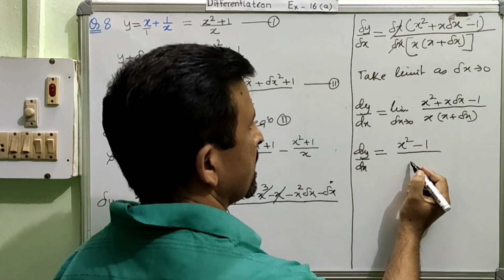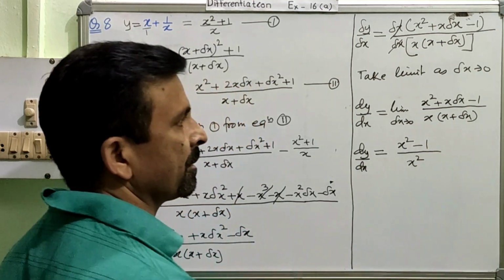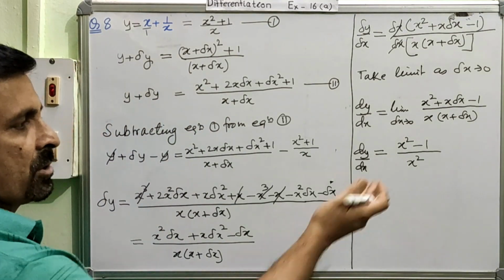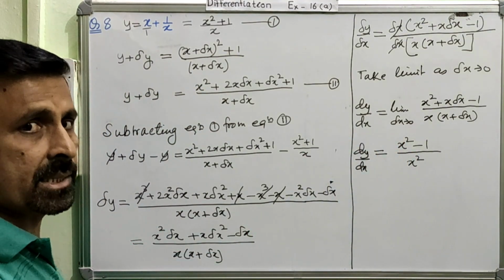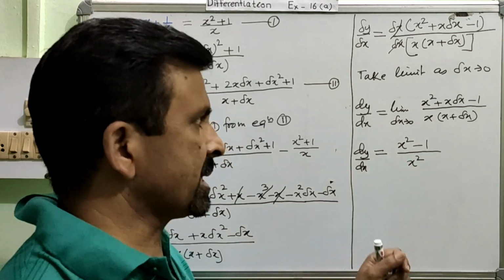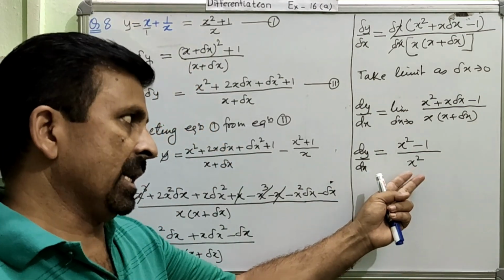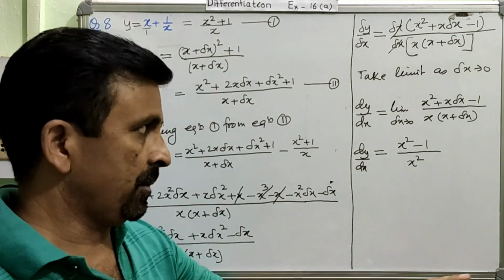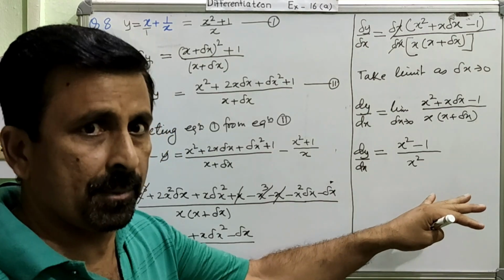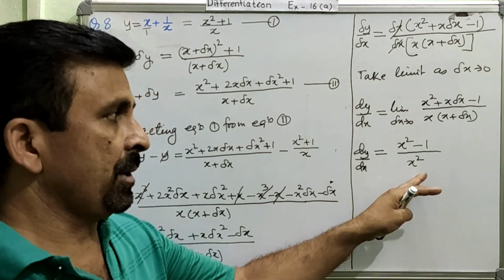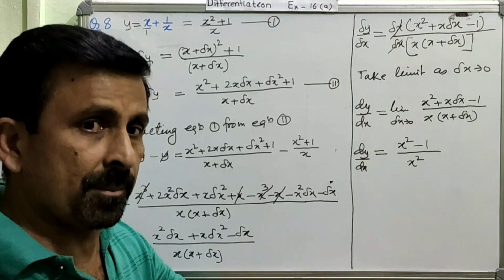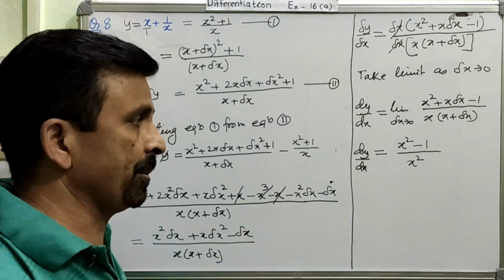So x into x is x square. Is this alright? So this is your answer. Now this answer, you can leave in this form. There is no harm, and you will get full marks. But if you want to simplify one more step, that is also possible.